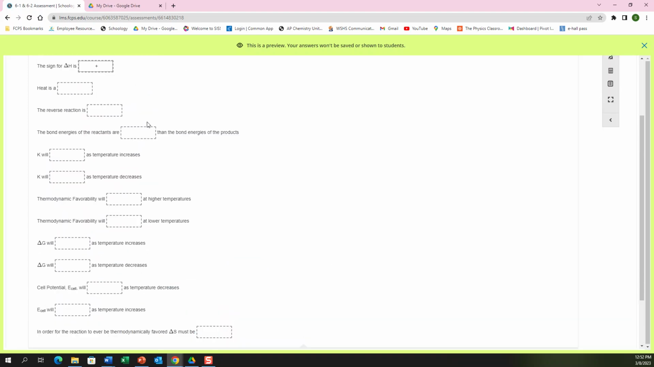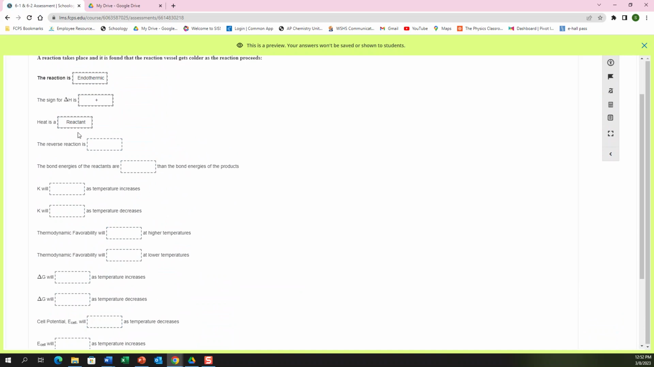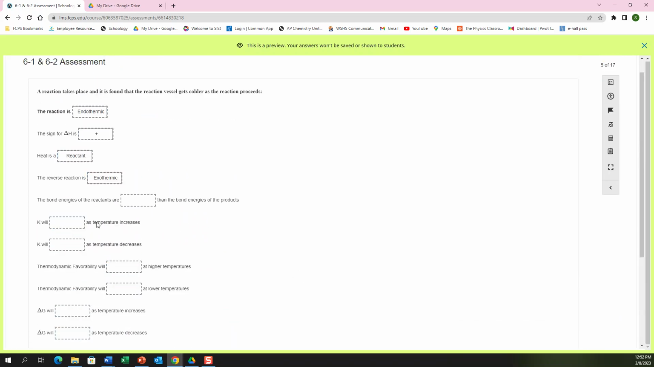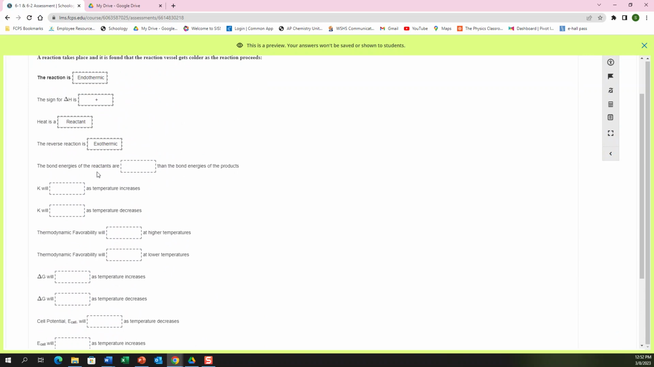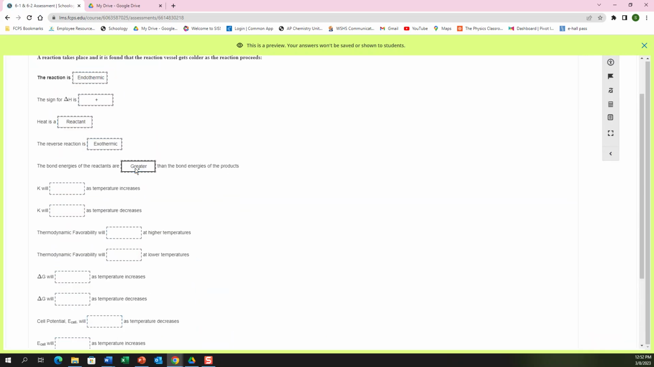Heat is required, a reactant. The reverse reaction would be exothermic. The bond energies of the reactants are stronger. So the bond energies of the reactants are greater than the bond energies of the products because energy was absorbed. Okay?